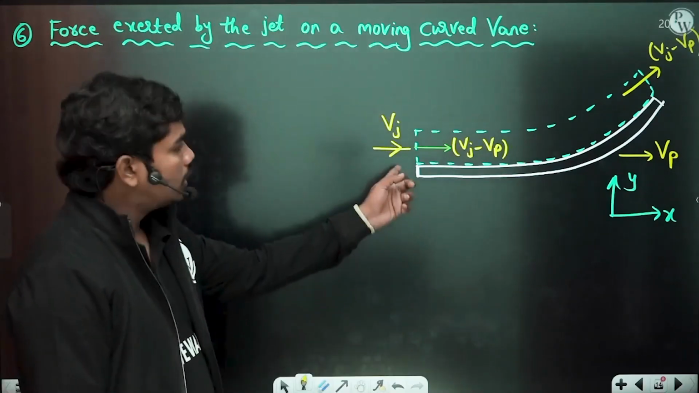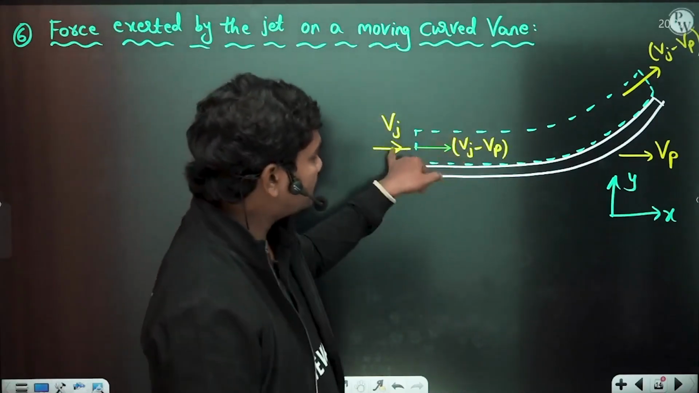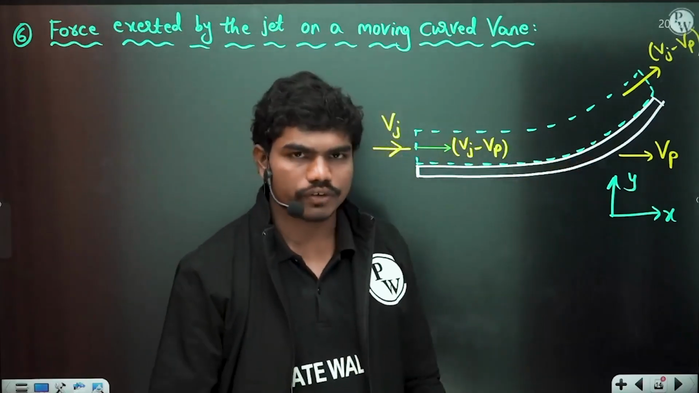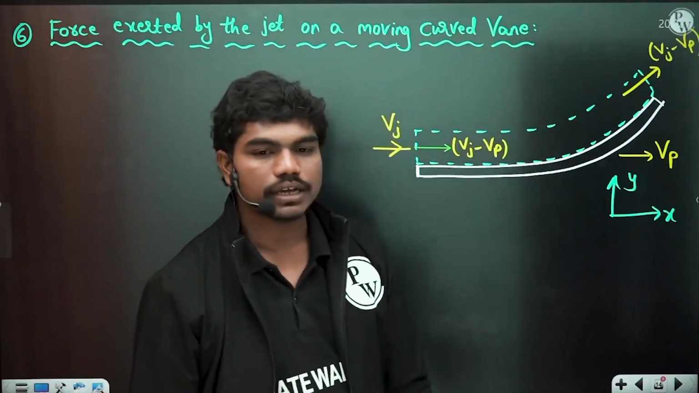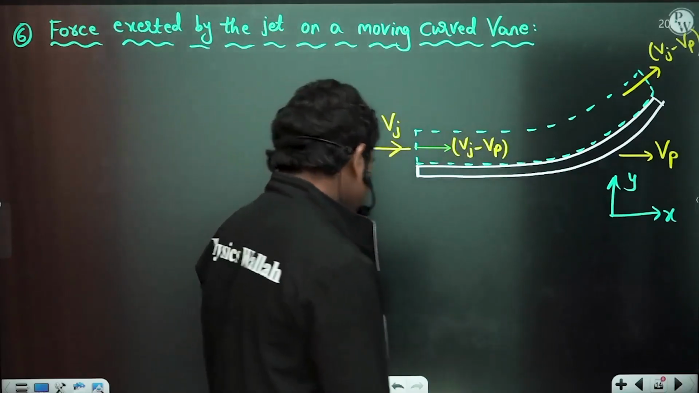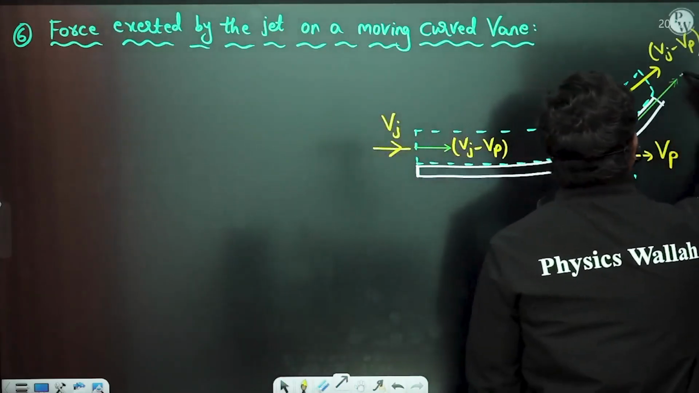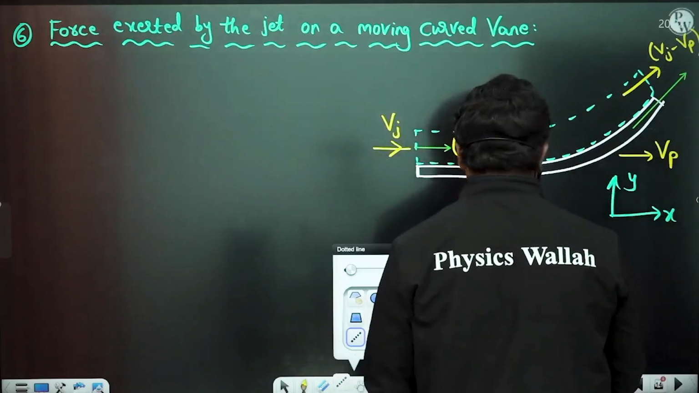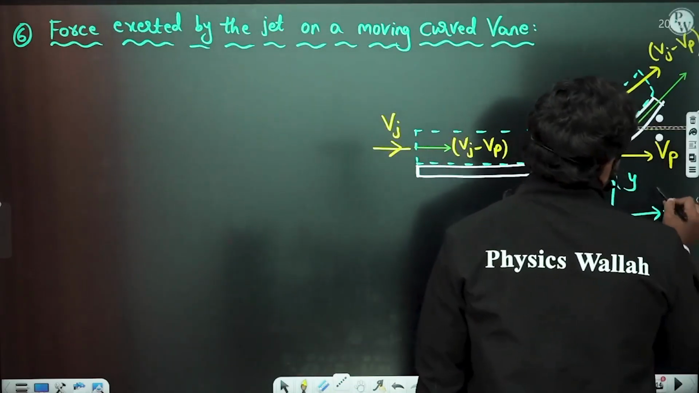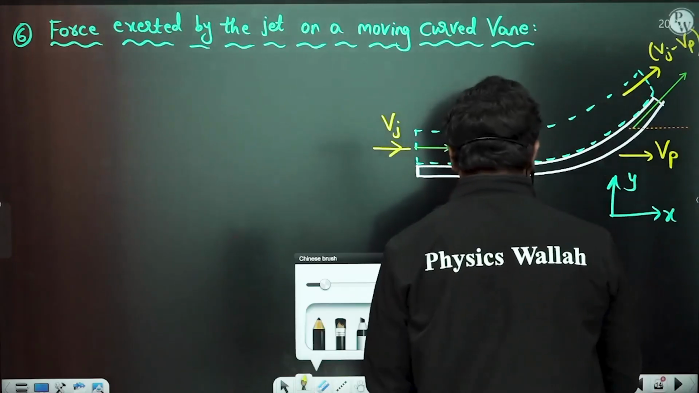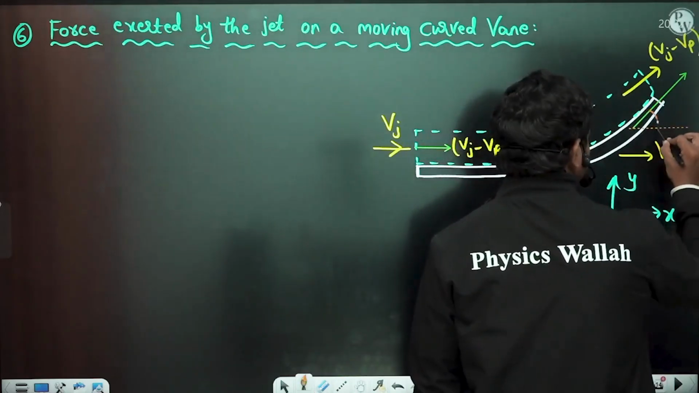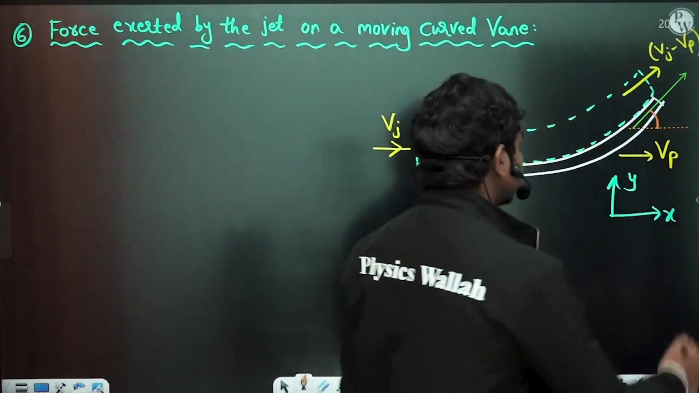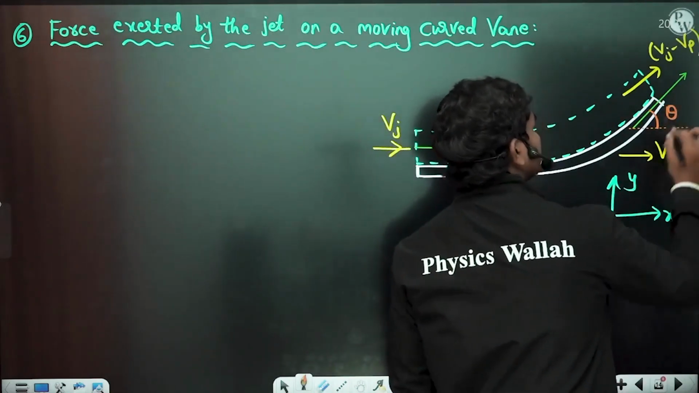If you see, this is Vj minus Vp. So obviously this is entering, and this is a smooth surface. For example, let us suppose there is no loss of any fluid energy, then definitely it goes out with Vj minus Vp velocity. So let us suppose the inclination this makes with the horizontal is theta, for example. This inclination is theta.